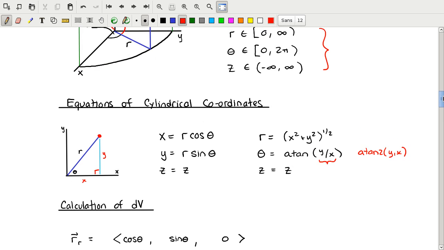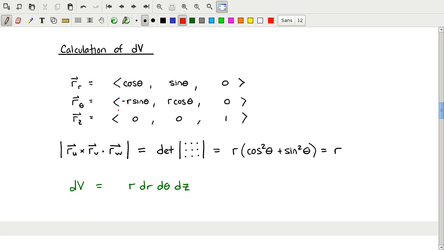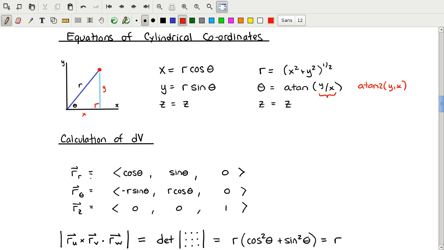So that's the coordinate system. Let's figure out how to calculate the volume element for doing three-dimensional integrals in cylindrical coordinates. So we simply take this definition. Our three parameters can be thought of as r, theta, and z. These three equations right here.